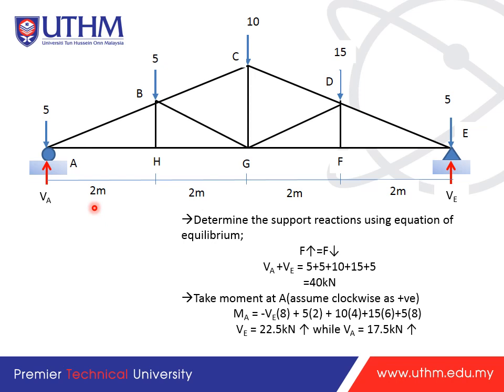So we take this using the equations of equilibrium. So we know upwards equal to downwards. So we have here 5, 5, 10, 15, 5. The total will be 40. Okay, so VA plus VE is 40. So we take the moment at A. If I take moment at A and assume clockwise as positive moment direction, we will get VE will be 22.5, okay, and VA will be 17.5.